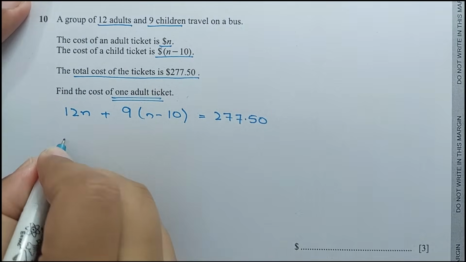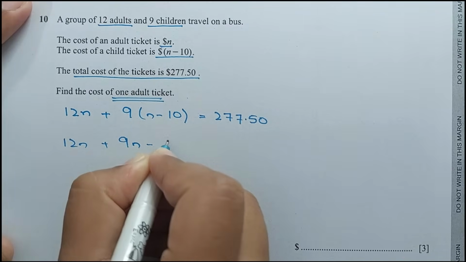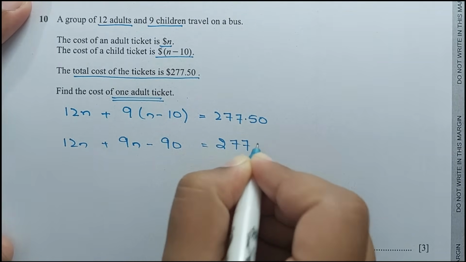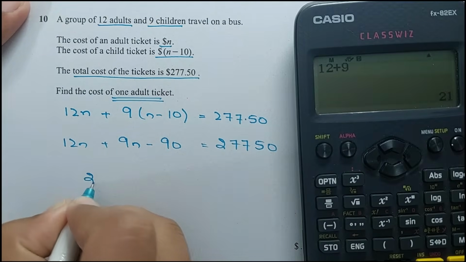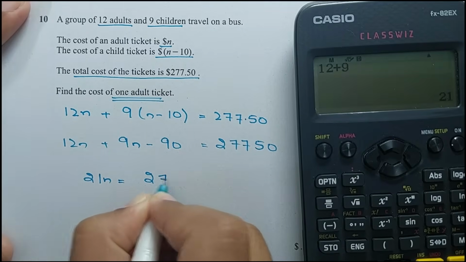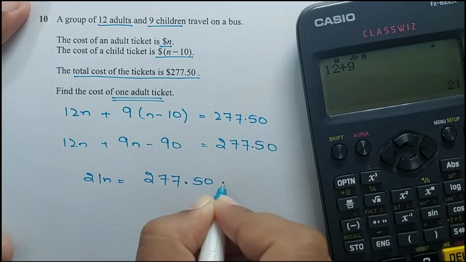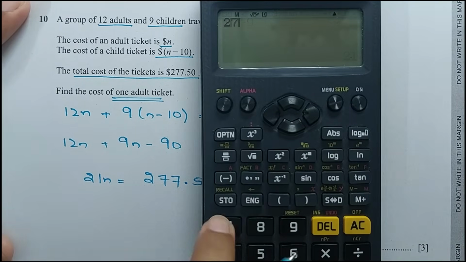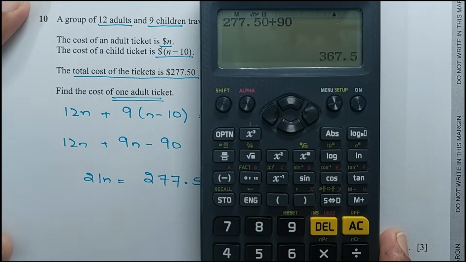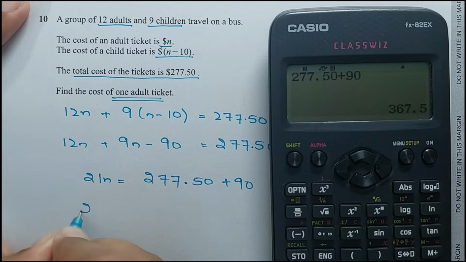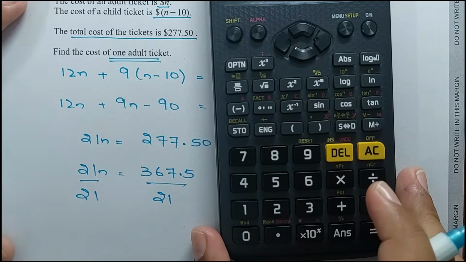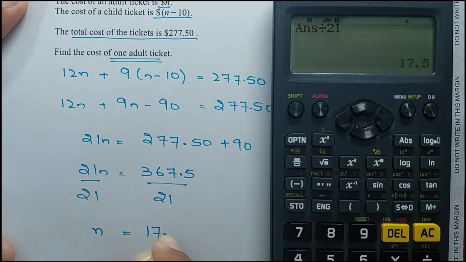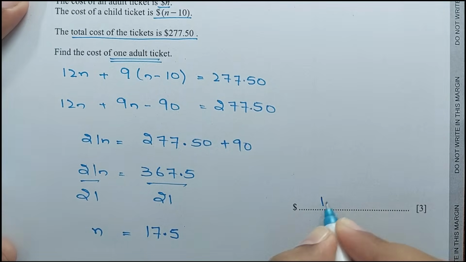Okay, now let me simplify. This is 12N plus 9N minus 90 equals to 277.50. Okay, now we can do 12 plus 9 is 21, 21N equals to 277.50, and plus 90, shifting the 90 on the other side. 277.50 plus 90, that is 367.5. So 21N equals to 367.5. So dividing both sides by 21 to get the value for N. Divided by 21. So this is 17.5. So the N value is 17.5. So the cost of one adult ticket is $17.50.